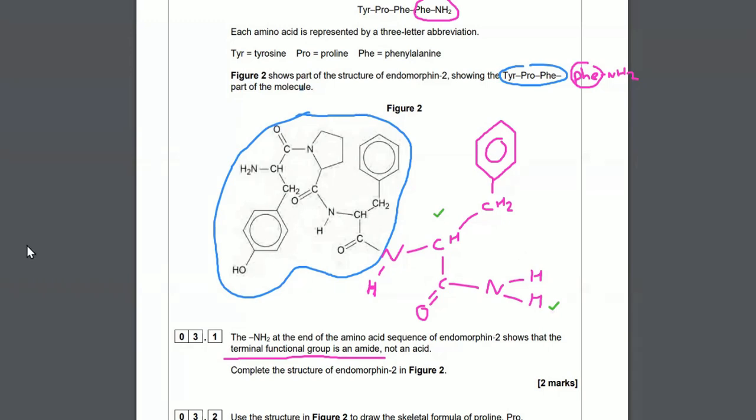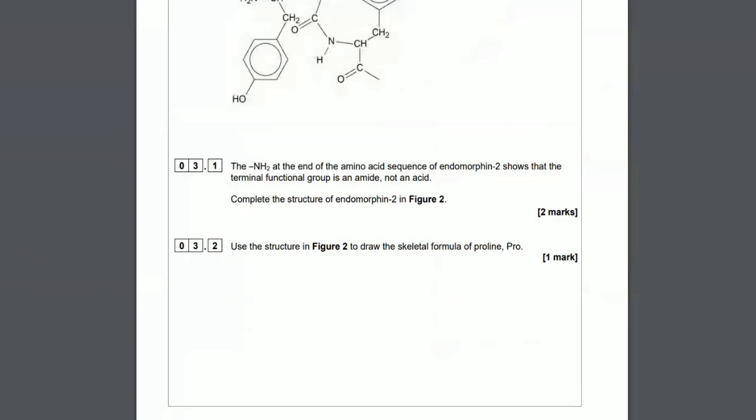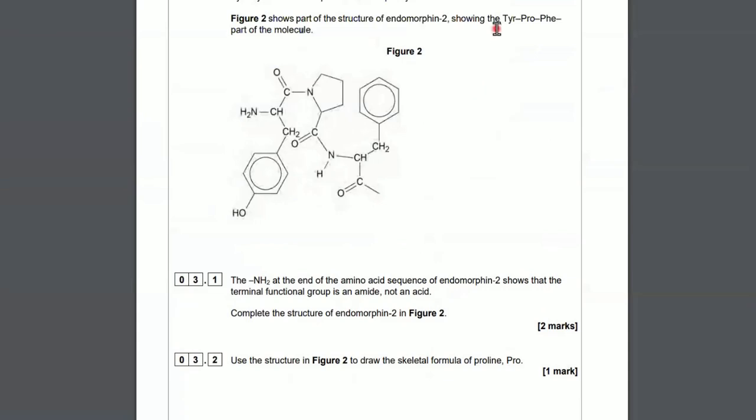Right, let's move on to the next question. It says, use the structure of figure 2 to draw the skeletal formula of proline. So again, we can do the same thing. We just got to work out what proline is. Now we know we've got TYR, PRO, PHE. We already worked out what PHE is, so I can just circle that. That was the PHE, so we don't want to draw that. And now we need to get rid of the TYR, which is the first structure.